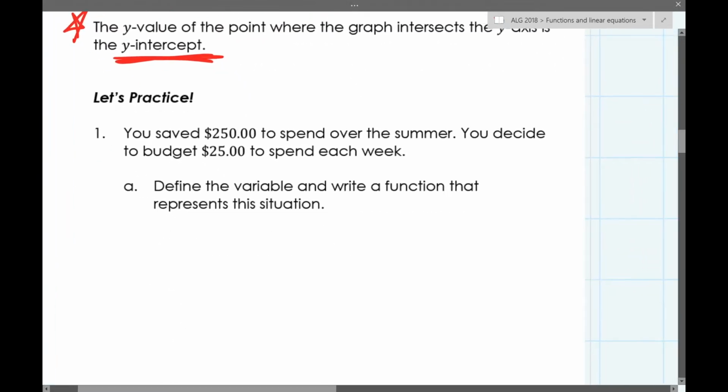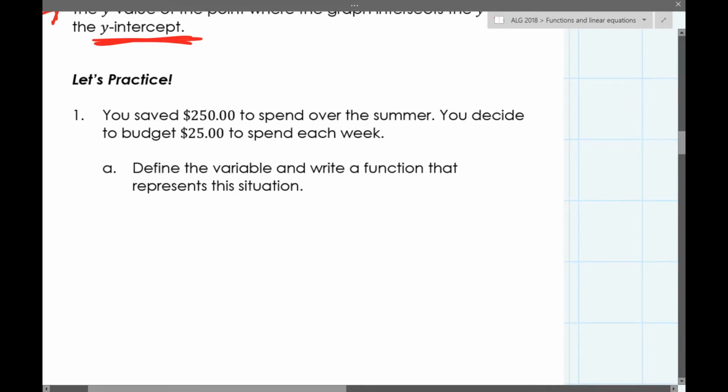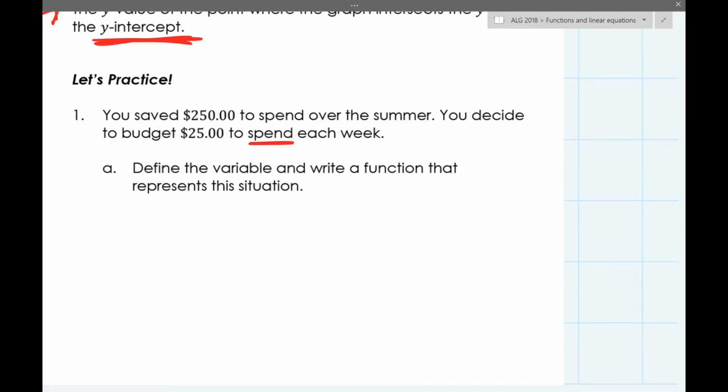Let's move on. Alright, you saved $250 to spend over the summer. You decide to budget $25 to spend each week. So this word spend, okay, you're not saving, you're spending it. So define the variables and write a function that represents the situation.